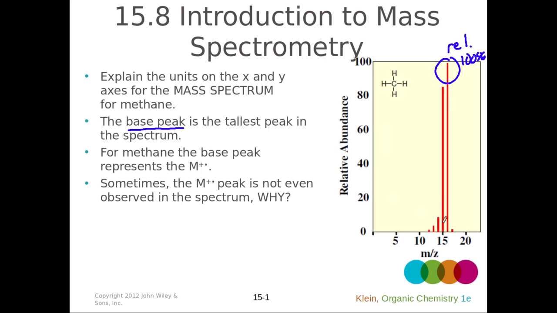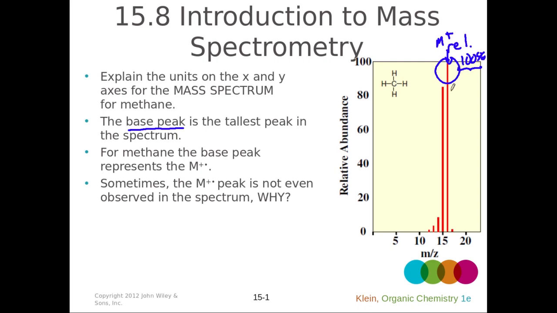Okay, and so we can see that here on this spectrum. So in fact, our molecular ion peak is the tallest peak in our spectrum in this case, which is our base peak. Okay, so this would be our M+ peak, or our molecular ion peak. And in this case, it's our base peak. It's the tallest peak of the spectrum. It represents 100%. So that our tallest peak is given a value of 100%.